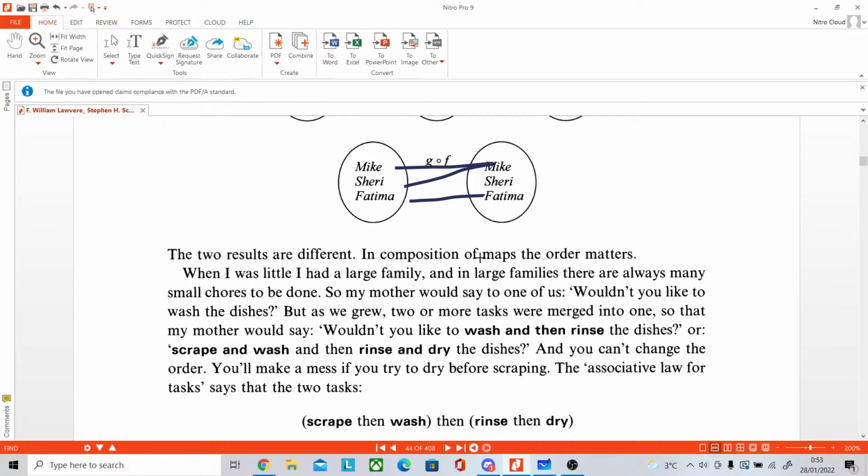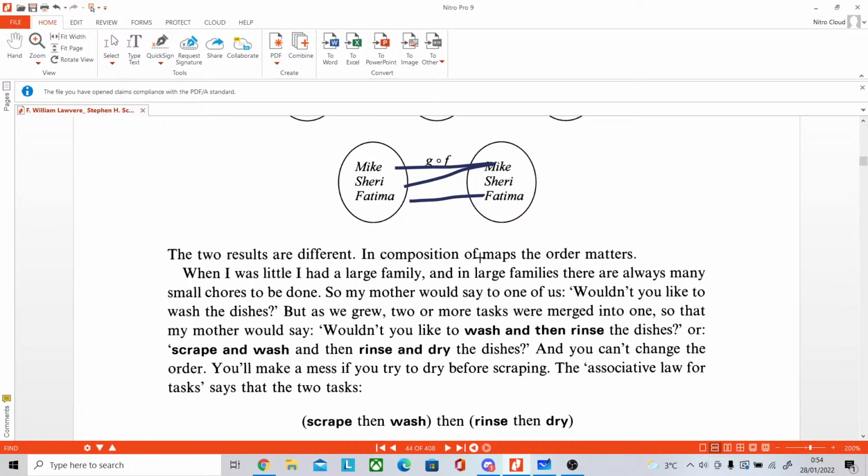When I was little, I had a large family, and in large families, there are always many small chores to do. So my mother would say to one of us, wouldn't you like to wash the dishes? But as we grew, two or more tasks were merged into one. So that my mother would say, wouldn't you like to wash and then rinse the dishes? Or scrape and wash and then rinse and dry the dishes, and you can't change the order. Yeah, it makes sense. You'll make a mess if you try to dry before scraping.